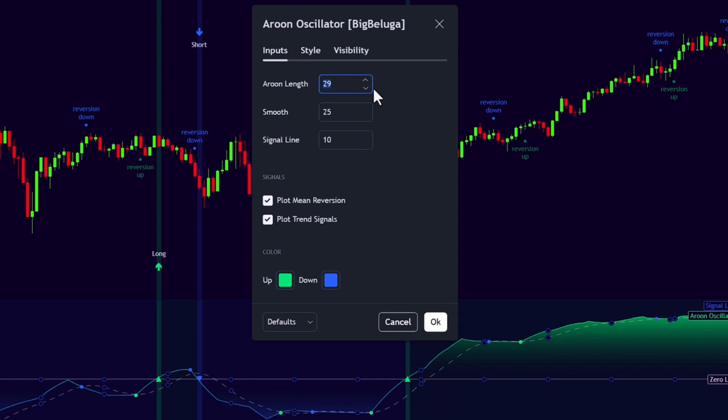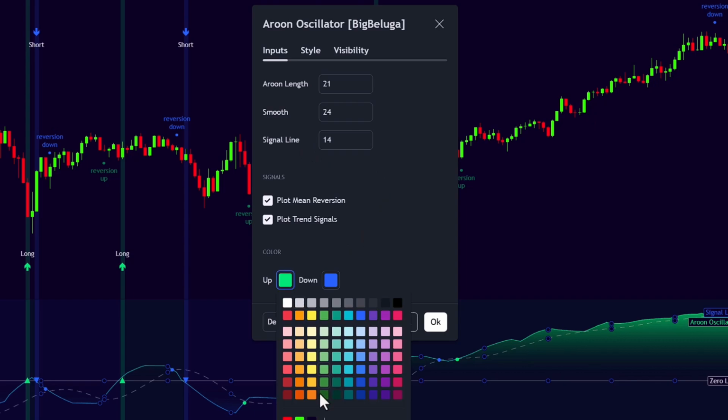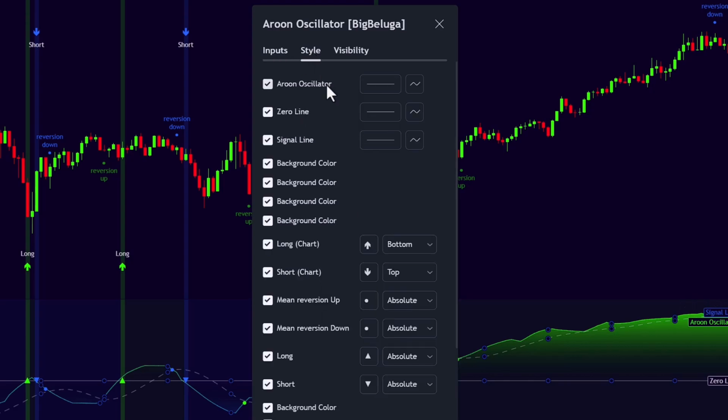Open the settings and navigate to the Inputs tab. Change the Aroon length to 21 to capture trends more effectively. Adjust the smooth parameter to 24 to filter out market noise. Set the signal line to 14 for more precise entry signals. For better readability, customize the colors; green for up and red for down work well. Then go to the Style tab and disable everything except the Aroon oscillator, the zero line, and the signal line to keep your chart clean and focused.